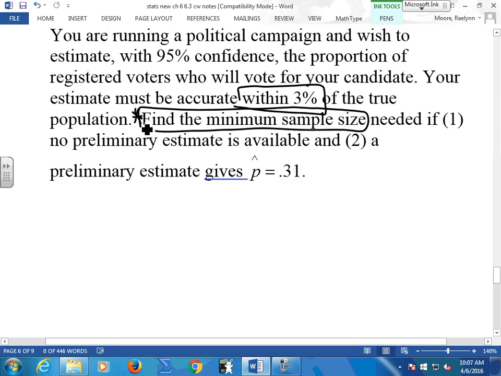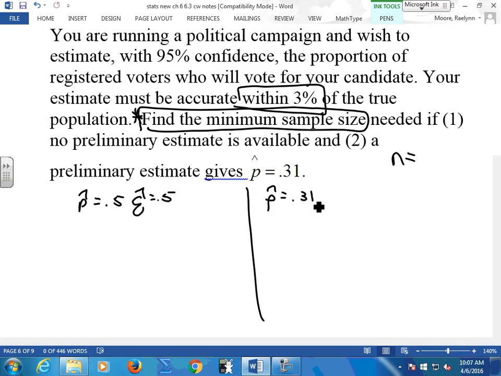So when it's asking me to find the minimum sample size, I've got to have an n equals. That's what I think first. First of all, if no preliminary estimate is available, then p hat is 0.5 and q hat is 0.5. And then we'll do this again when p hat is 0.31. So sometimes they have something available, sometimes they don't.